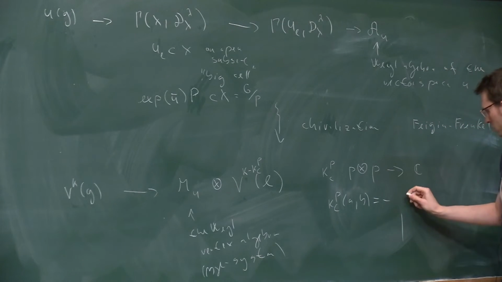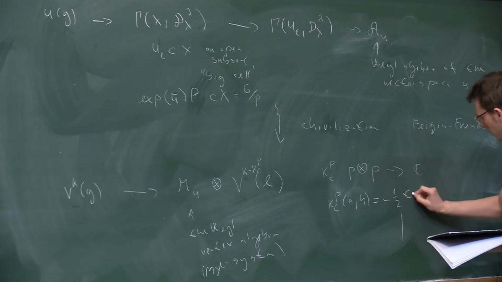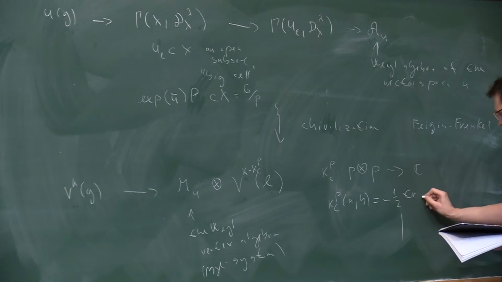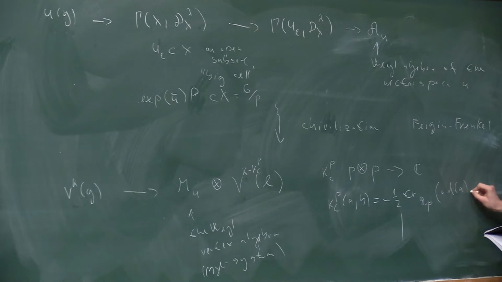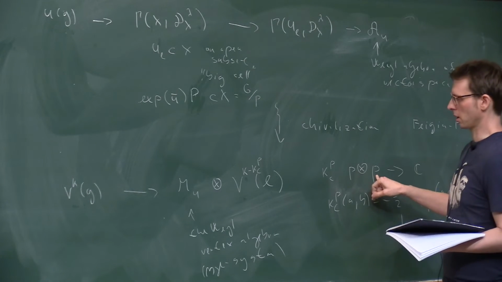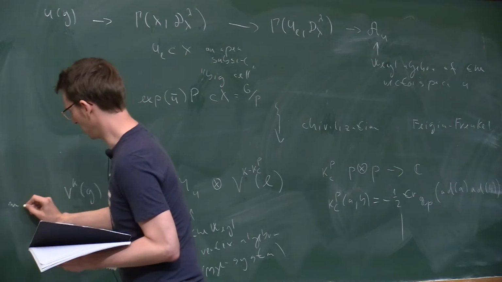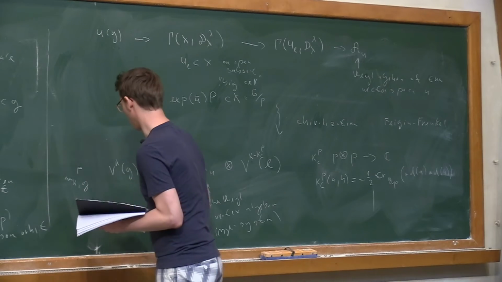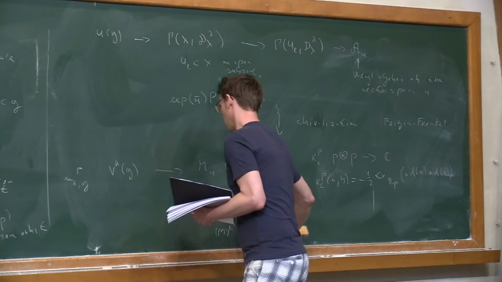It's defined as minus 1/2 trace over g over p of the adjoint mappings for a and b. So it's some bilinear form on the parabolic subalgebra p. So we can also restrict to the Levi subalgebra l. So there is a shift. And this is the Feigin-Frenkel homomorphism, which depends on the level k.